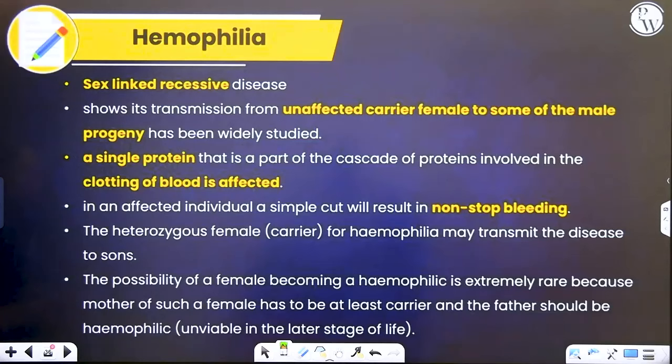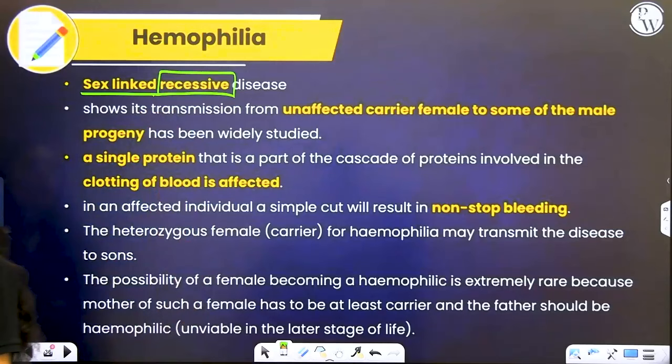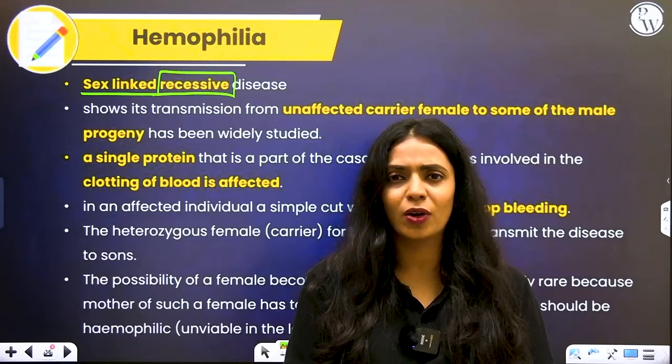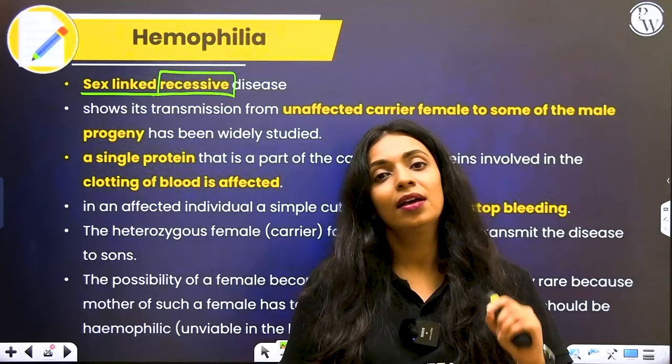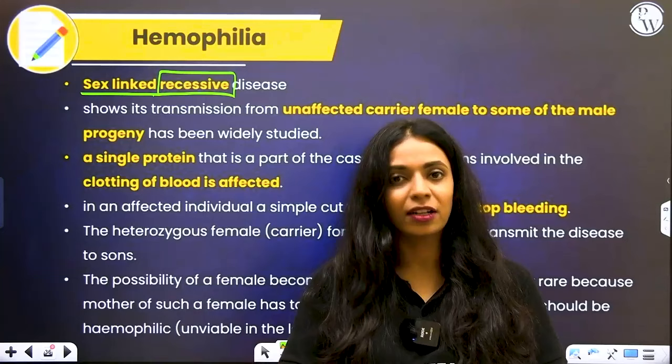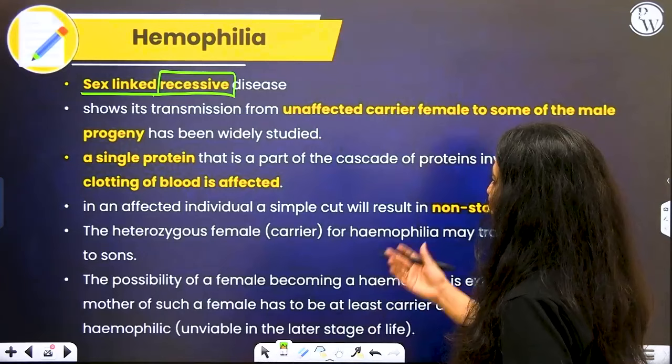Next, we have hemophilia. Hemophilia has something to do with blood clotting. This also is sex-linked. This also is recessive. This is because of the defect in one of the genes that will produce a clotting factor, a protein required for blood clotting. For blood clotting, you require so many different proteins. Of those proteins, one of the proteins that is absolutely required, the gene for that is present on the X chromosome. Because that X chromosome is defective, that protein is not being produced. Because that protein is not being produced, blood clotting will not take place. For minor cuts also, they will end up bleeding for a long period of time. Okay, so that is what happens in hemophilia.